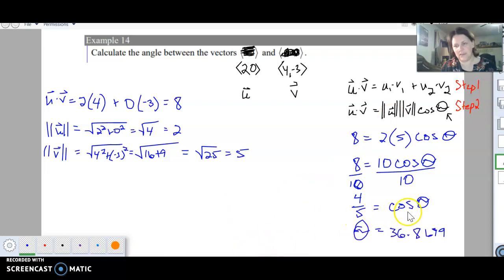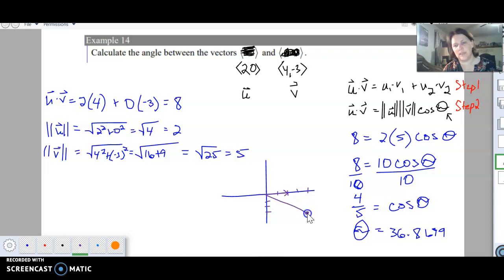Okay, so I went ahead and calculated the arc cosine of 4/5. The first solution that I get there is 36.8699 degrees. Now let's draw a picture here so we know what we're looking at. So we've got our first vector is 0, 2, so goes to there. And then the second vector goes to 4, -3, so down here.